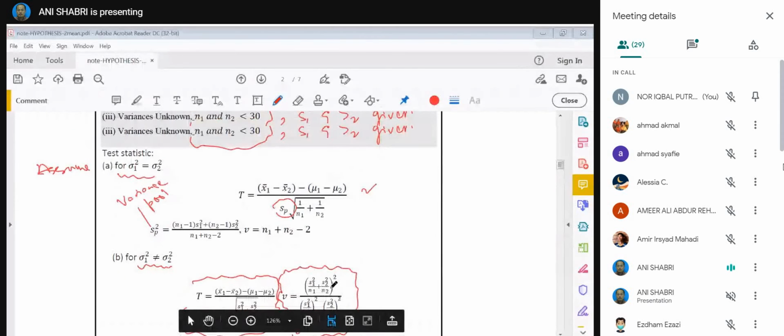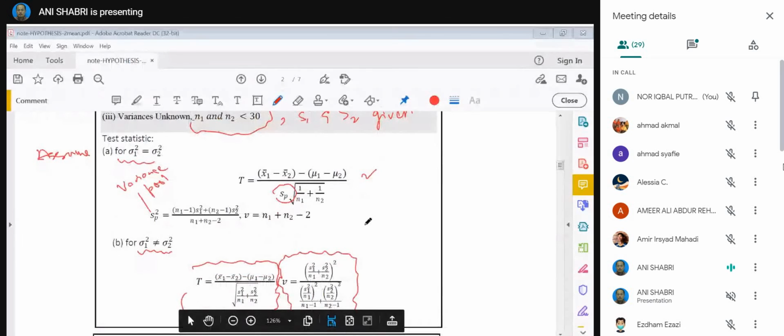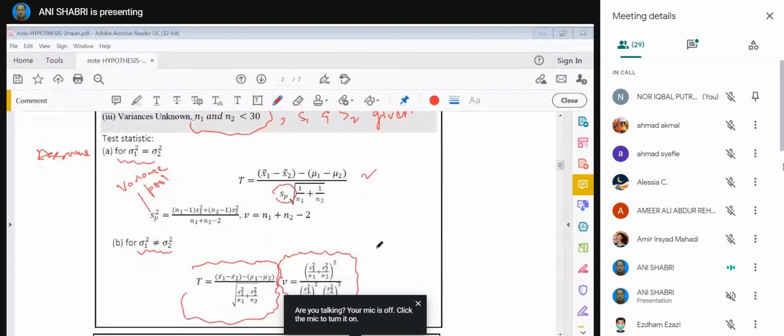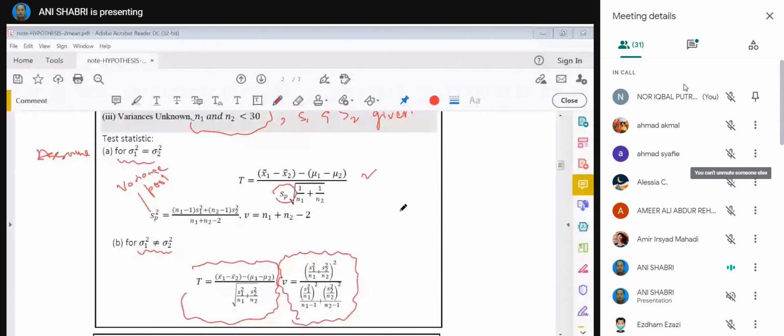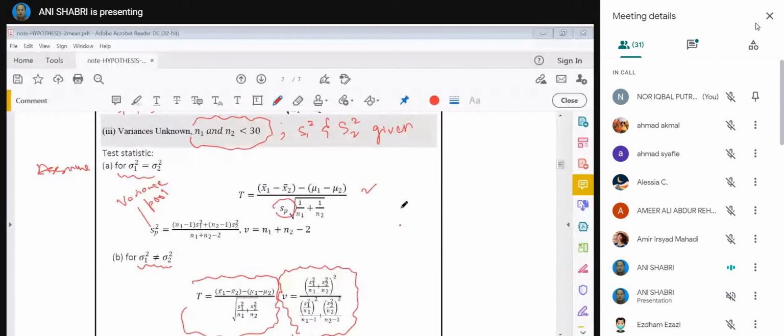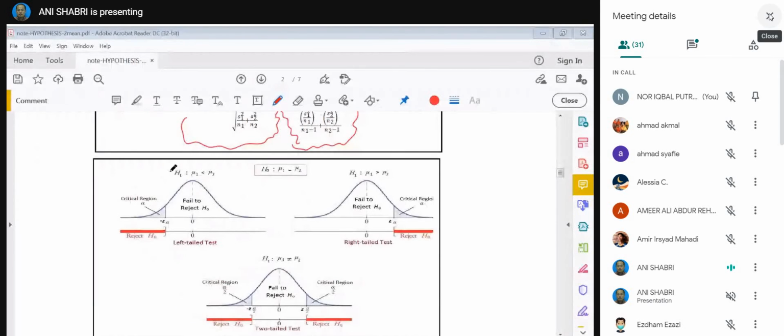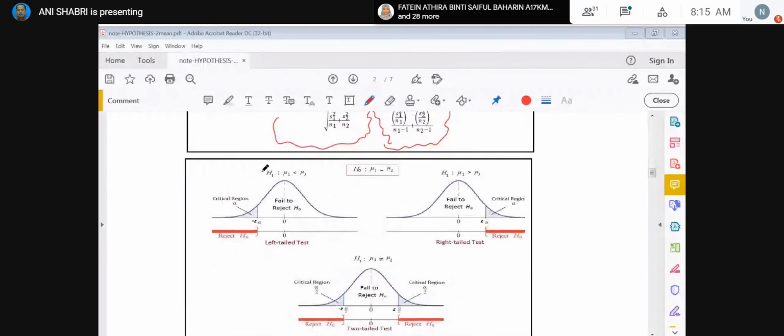It is almost like chapter 4. Chapter 4 is about estimation, and the conditions are the same as estimation. We look at how to use this formula. The rejection region is the same as for a single mean. Okay, look at example 1.